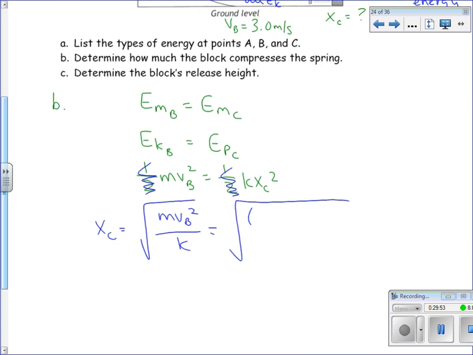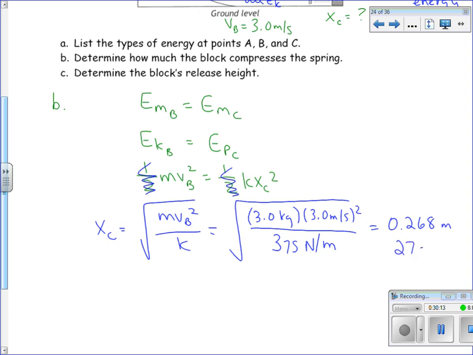So the mass was 3 kilograms. The velocity was 3.0 meters per second, and the spring constant is 375 newtons per meter. When we calculate that out, remembering the square and then square root, we get 0.268 meters, or 27 centimeters, if you want to put it in centimeters.